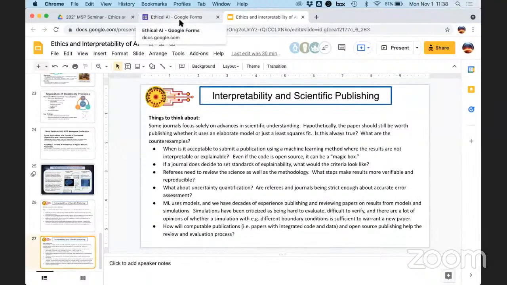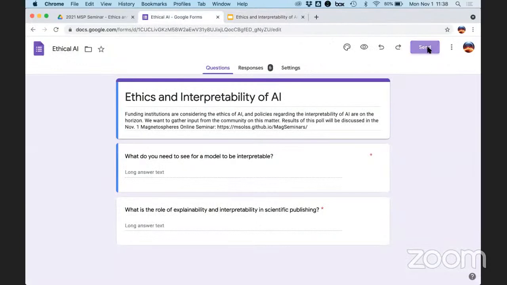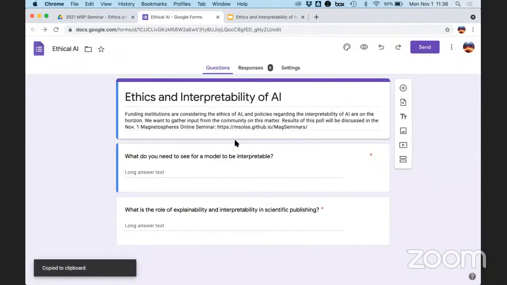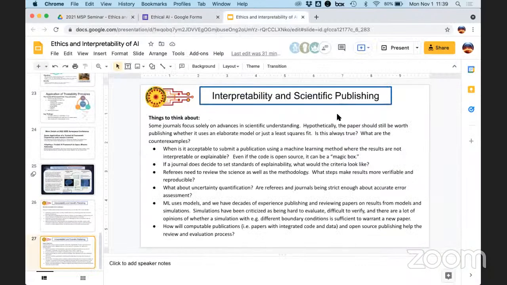Yeah, that's right. And so the plan for the next 22 minutes is to take 11 minutes and break everyone out into breakout groups of about 4 to 5 people, where I'll post these 2 questions here. What do you need to see for a model to be interpretable? And what is the role of explainability and interpretability in scientific publishing? And to answer those or any of the other questions that are on Barbara's slide. And so I'll shuffle people around a little bit just so that all of us organizers are in separate rooms. But the goal is to introduce each other and then break out.